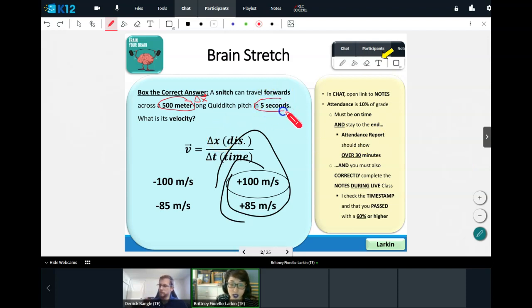And 5 seconds, what is 5 seconds? So I should have 500 meters on top here. What is 5 seconds? Seconds, tell me in the chat. 500 meters on top divided by our time. This is going to be our change in time right here, which is 5 seconds, which goes on the bottom. So we should be doing 500 meters divided by 5 seconds.